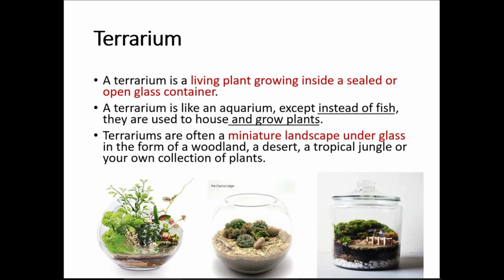Overall, terrariums are often a miniature landscape under glass in the form of woodland, desert, tropical jungle, or your own collection of plants. So that means it should not always be like the first picture I showed. It's up to you. You can decide what plant can be grown. So you see here, some tropical jungle, plants from the tropical region were growing here.